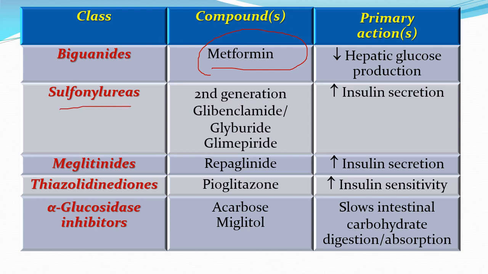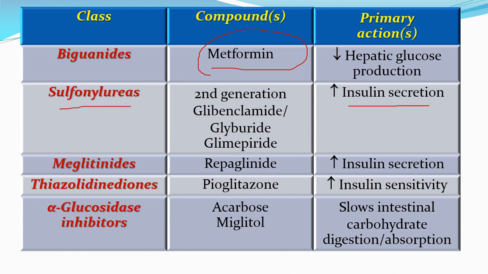The second group is the sulfonylureas. The main action of the sulfonylureas is to enhance insulin secretion. Enhancement of insulin secretion, we call this insulin secretagogue. So this is the first class of secretagogue, which is sulfonylurea secretagogues. The third group is called the meglitinides. The meglitinides also enhance insulin secretion by the pancreatic beta cells, and this is what we call non-sulfonylurea secretagogues.